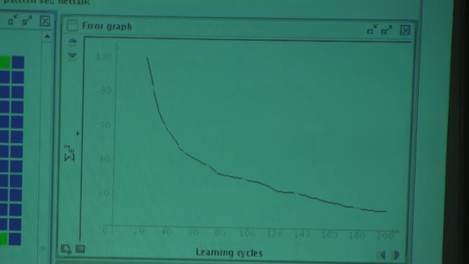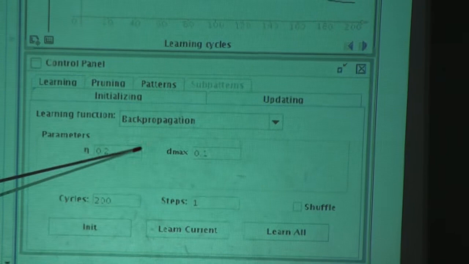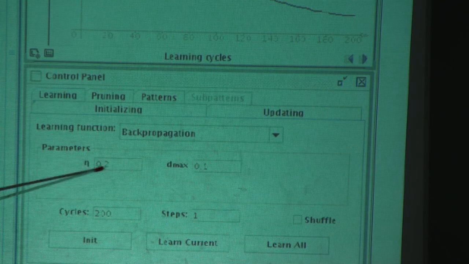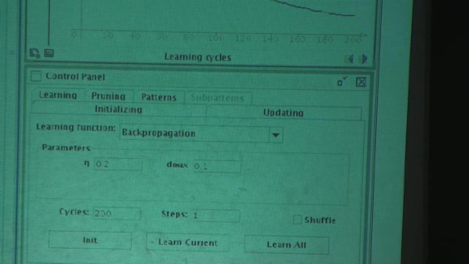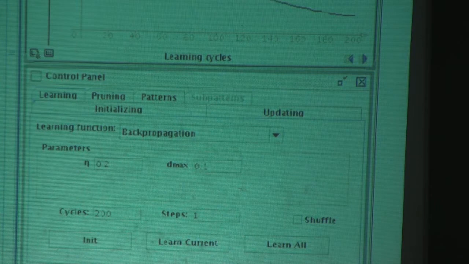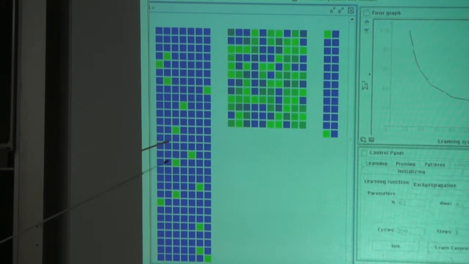Here you have a control panel. In this little field, you see the eta parameter, which is the learning rate, and this is set to 0.2. And here you can see the learning function, which means the learning algorithm that was selected. And what you see here is the network itself: the neurons in the input layer, the hidden layer, and the output layer. Let's start with the output layer.